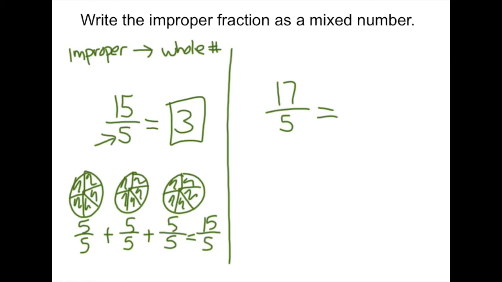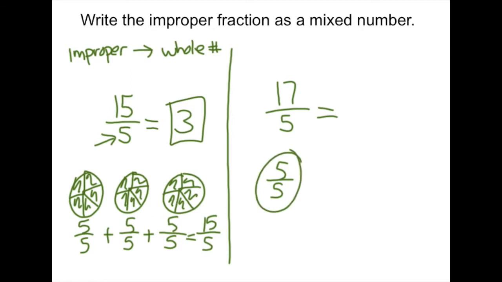Okay, let's review this problem. We're going to start this similarly. We know that it's an improper fraction. Our numerator is greater than our denominator. Once again, our denominator is 5. So once again, 5 fifths means that that would be 1 whole. So we need to figure out in this number, 17 fifths, how many 5 fifths can we make?